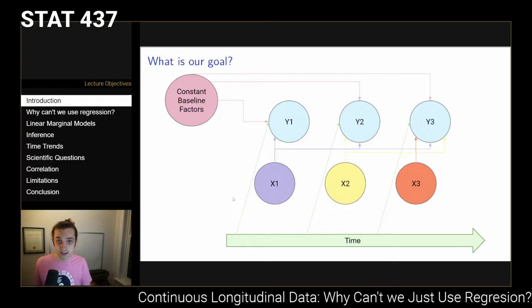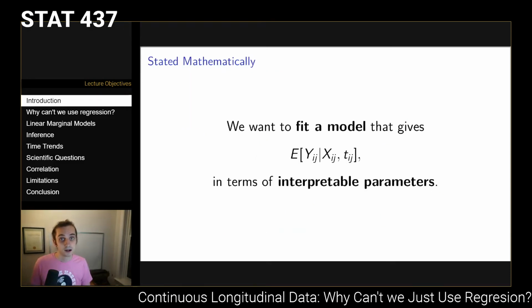We can write this in mathematical notation by talking about this conditional mean here, right? So we want to be able to fit a model that gives the conditional expectation of yij, given xij, the explanatory factors, and the time. And we want to do this in terms of interpretable parameters.